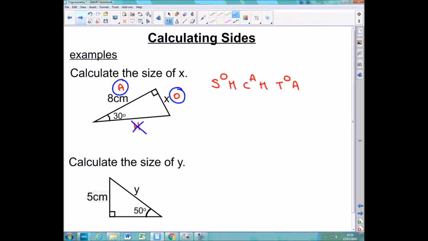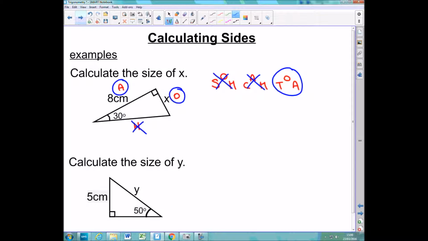So what I'm going to do is go through my SOHCAHTOA phrase, and I'm just going to cross out each part that has an H in it. So SOH has an H in it. I'm going to cross that out. CAH has an H in it. I'm going to cross that out. And I'm left with TOA.